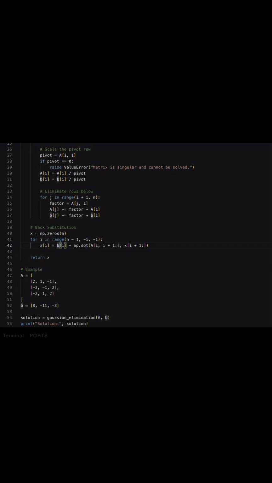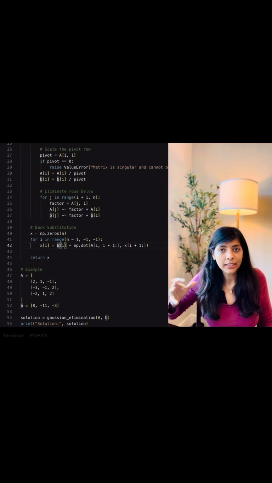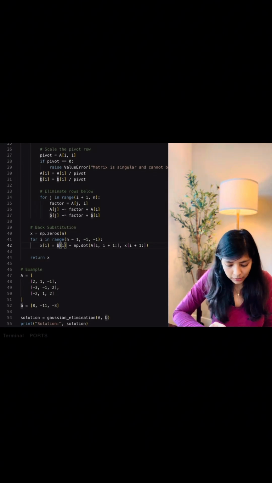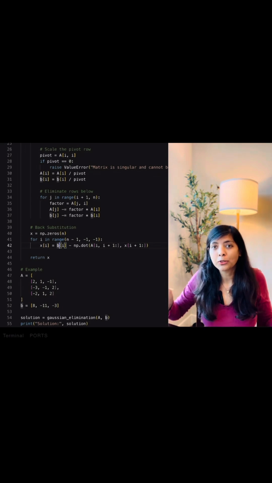So for example, if A is the matrix which I had shown earlier, and b is the matrix on the right hand side of the equation, you get the solution vector x, y, and z equal to the actual values which we had solved earlier.